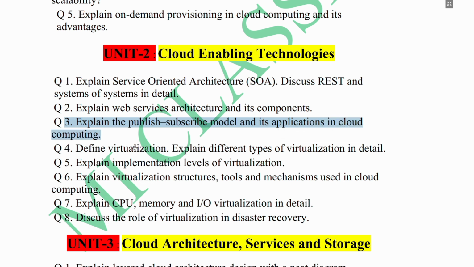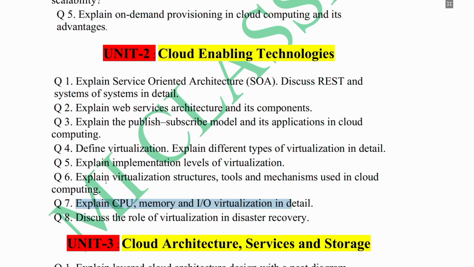The next question is: define virtualization and explain different types of virtualization in detail. The next question is: explain implementation levels of virtualization. Another question is: explain virtualization structures, tools and mechanisms used in cloud computing. Explain the CPU, memory and I/O virtualization in detail.